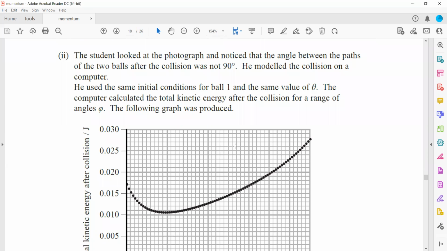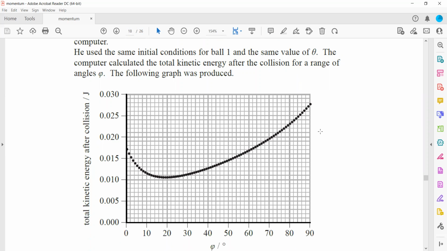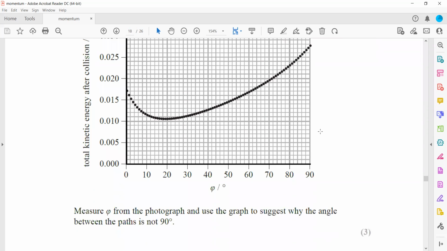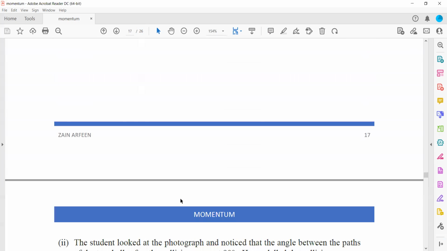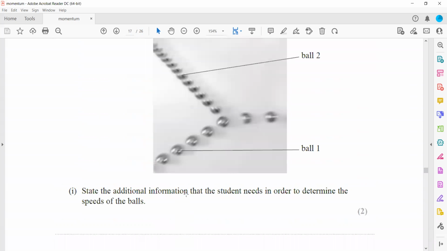He modeled the collision on the computer. He used the same initial velocity for ball 1 and the same angle theta. The computer calculated the total kinetic energy after collision for a range of phi. Measure phi from the photograph and use the graph to suggest why the angle between the paths is not 90. So we have to measure phi from the photograph. So how do we work out phi from the photograph?